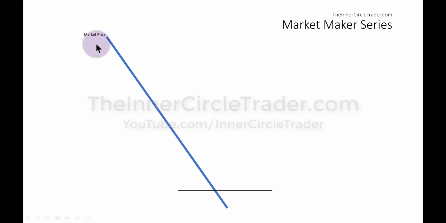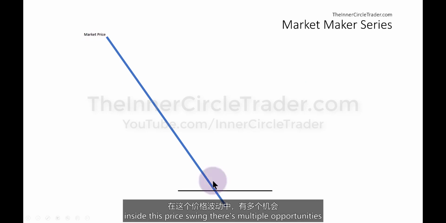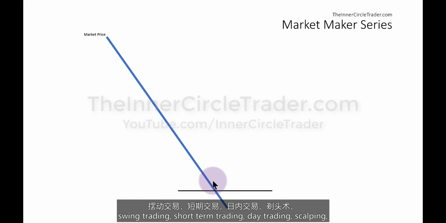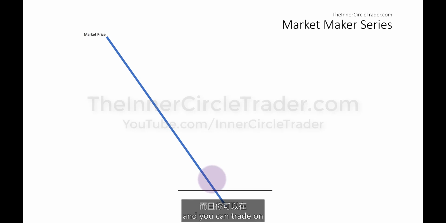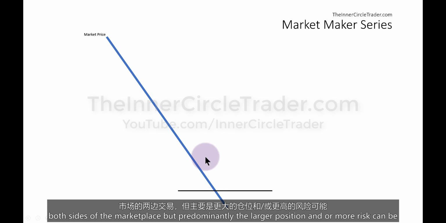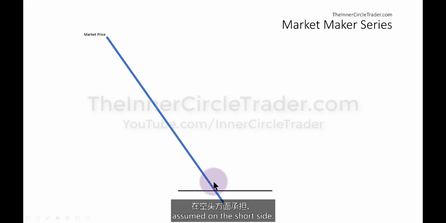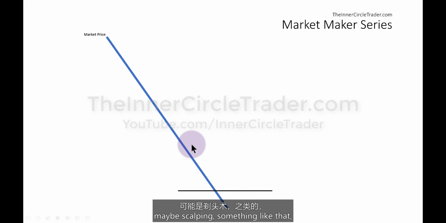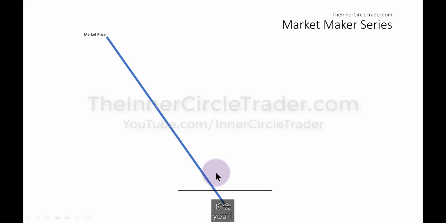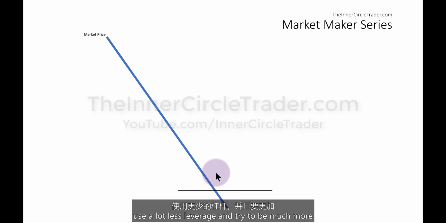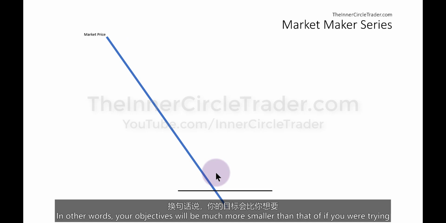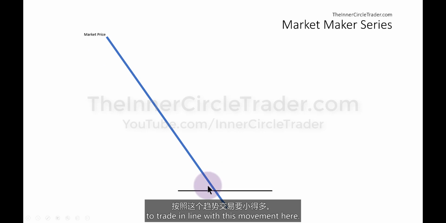So as the market trades down, inside this price swing, there's multiple opportunities in the form of swing trading, short-term trading, day trading, scalping. And you can trade on both sides of the marketplace. But predominantly, the larger position and or more risk can be assumed on the short side. Whereas going long, maybe scalping, something like that, counter trend to this expectation in the marketplace, you'll use a lot less leverage and try to be much more nimble. In other words, your objectives will be much smaller than if you were trying to trade in line with this movement here.